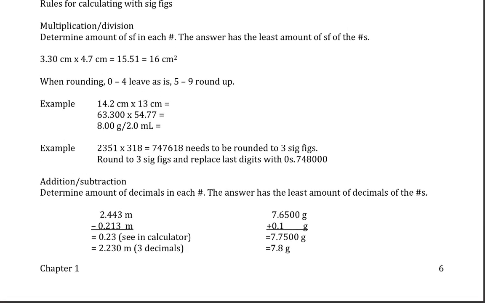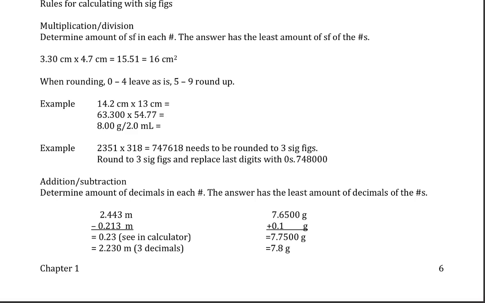If we're doing multiplication or division with our measurements, we determine the amount of sig figs in each number, and the answer is the least amount of sig figs of the number. That is, if one of our measurements is very accurate, but the other one for some reason is not, when we go to calculate with those two, the less accurate one is going to lower the overall accuracy of our final answer.